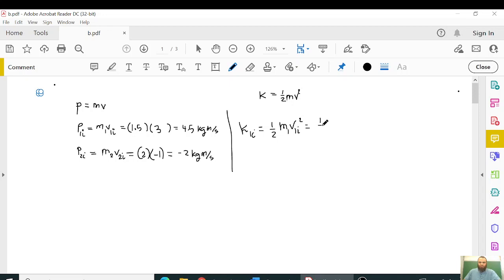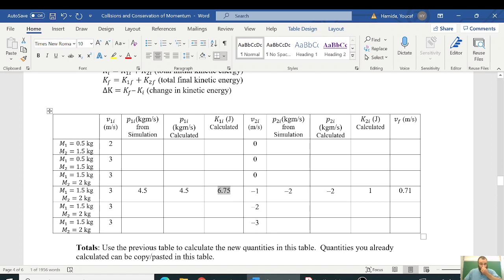So I have 1/2. M1 is 1.5, right? First object is 1.5. And V1 is 3 squared. So 3 squared is 9. And then 9 times 1.5, I believe, is 13.5. And when you divide it by 2, you get 6.75. Kinetic energy is in joules, so you get 6.75. Similarly, for number 2, I'm going to calculate it here.